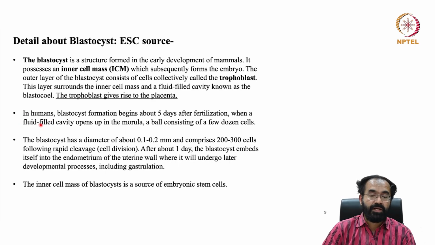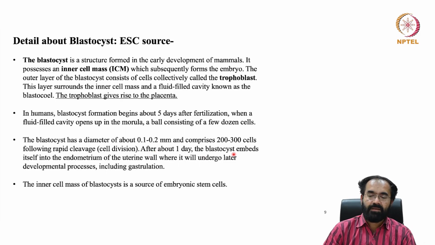In humans, blastocyst formation begins about 5 days after fertilization, when a fluid-filled cavity opens up in the morula. A ball consisting of a few dozen cells exists in that phase. The blastocyst has a diameter of about 0.1 to 0.2 millimeter, and it contains around 200 to 300 cells. Following rapid cleavage, it forms at a rapid pace compared to a normal skin or any other cell type.